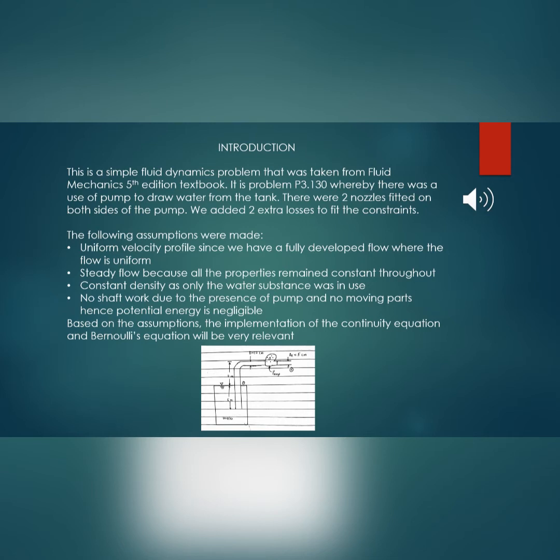We assumed a uniform velocity profile since we have a fully developed flow where the flow is uniform. We assumed steady flow because all the properties remained constant throughout the problem. We assumed constant density as only water was used throughout the question. We assumed no shaft work due to the presence of a pump and no moving parts, hence potential energy is negligible. Based on these assumptions, the implementation of the continuity equation and Bernoulli's equation will be relevant.